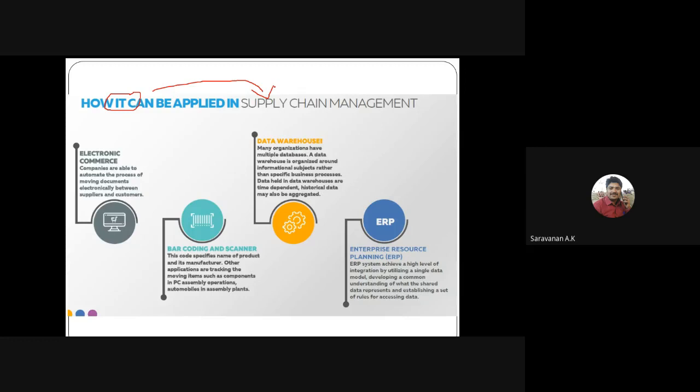So we have three factors. Depending upon the three factors, we have to enable information technology in supply chain management. The first one is that customer expectations have to be fulfilled. We have to satisfy the customer. That is the first factor.